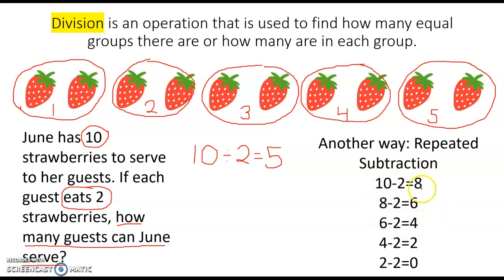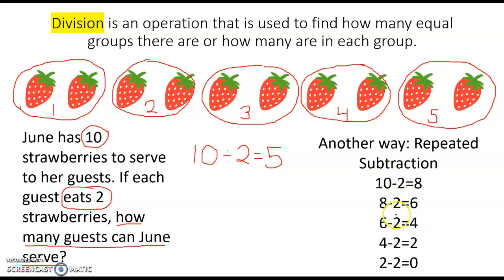Now we have 8 left. We take away 2 more. Now there are 6 left. We take away 2 more. Now there are 4 left. We take away 2 more. Now there are 2 left. Take away those 2. Now there are 0. So we've done repeated subtraction.